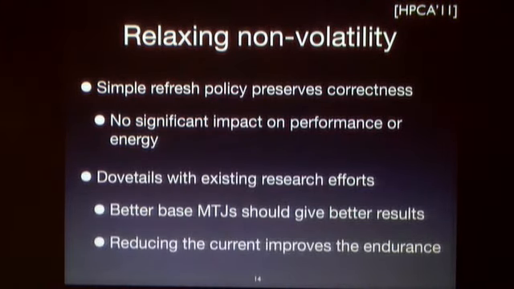And all of this work dovetails with existing research efforts to try to make the MTJs themselves better, either by changing the designs or the magnetic materials. If you take those enhancements, you can then apply these techniques and get an even better MTJ for use on die. And one of the big things here that's good is that by reducing the necessary current to get a high-performance design, this is actually also going to improve the endurance of these devices for their use in on-die applications.